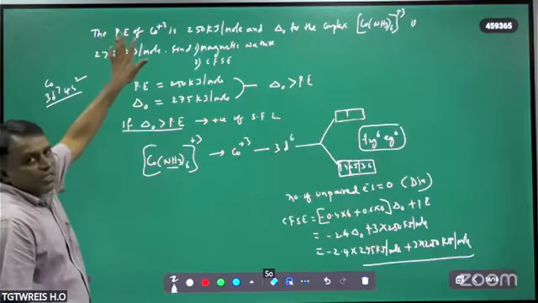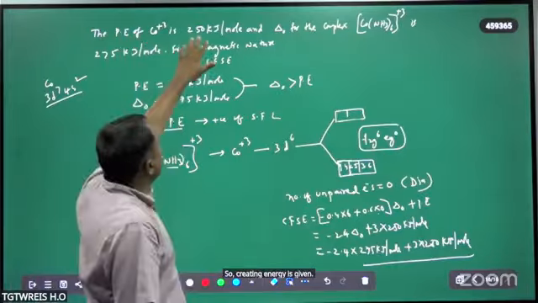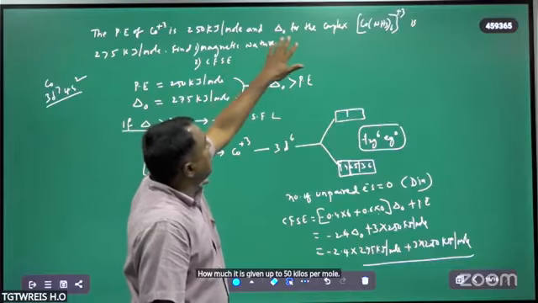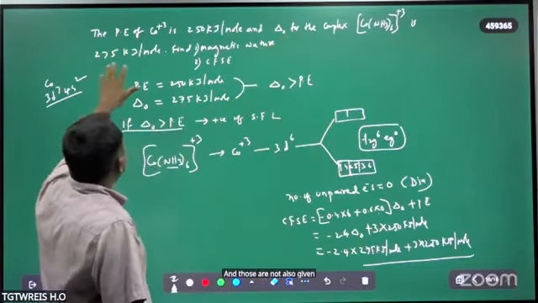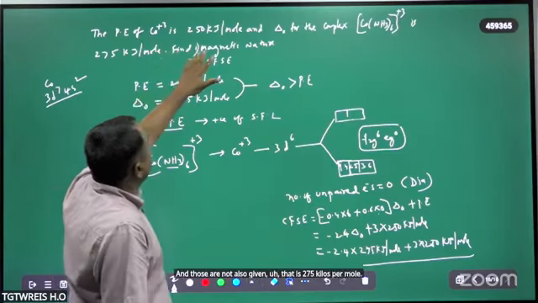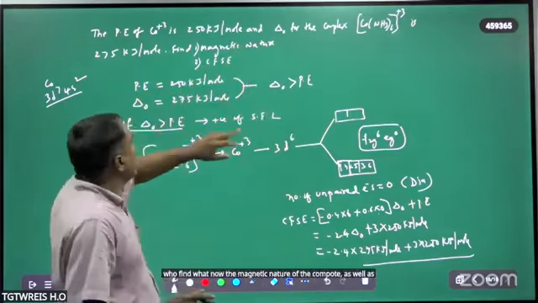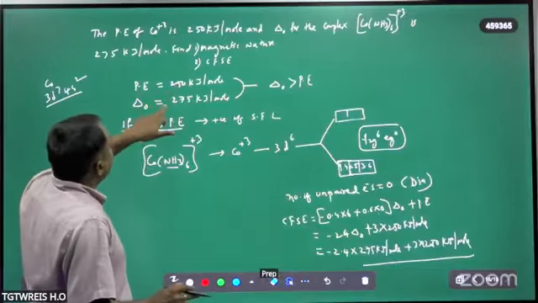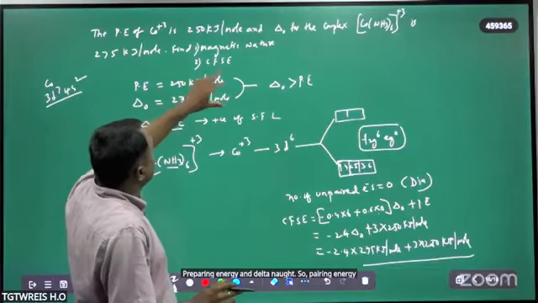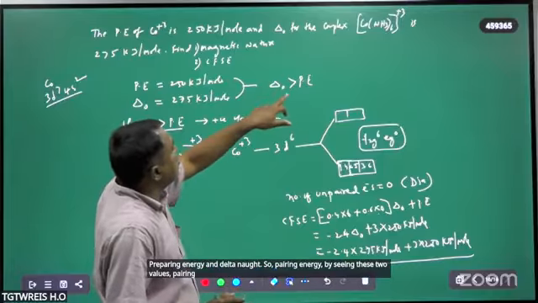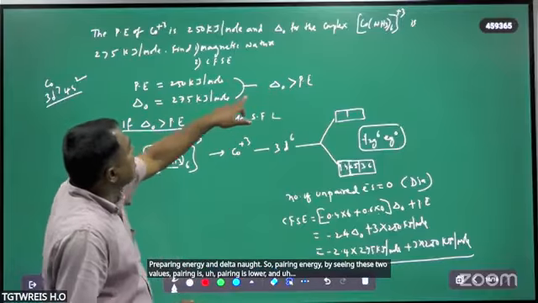So the pairing energy is given. How much is it? 250 kilojoules per mole. And delta naught is also given, that is 275 kilojoules per mole. We need to find the magnetic nature of the compound as well as the CFSE. So by seeing these two values, pairing energy is lower and delta naught is higher.